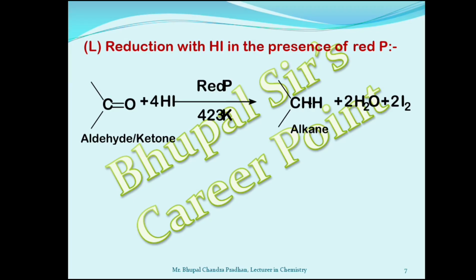By mistake it was said two water molecules; it should be corrected to one water molecule. When aldehyde or ketone undergoes reduction with HI in the presence of red phosphorus at about 423 Kelvin temperature, then the corresponding alkane is formed. So students, remember here to take the water as one: 1 water and 2 H2.